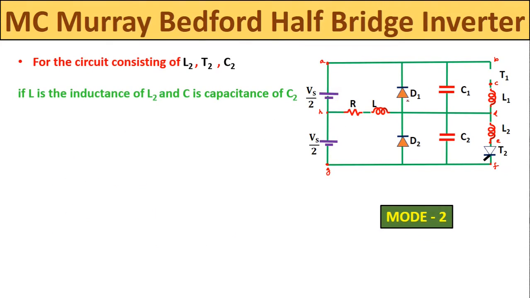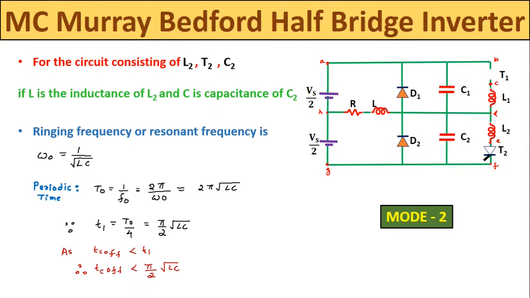Now for the circuit consisting of L2 inductor, T2 thyristor and C2 capacitor, if L is the inductance of the L2 inductor and C is the capacitance of C2, then the ringing frequency or resonant frequency of this resonant circuit will be given by omega naught is equal to 1 upon under root LC. Now we will take periodic time T naught, which is equal to 1 upon F naught is equal to 2 pi upon omega naught. Okay, now we will put this value of omega naught here. We will get 2 pi into under root LC is equal to T naught.